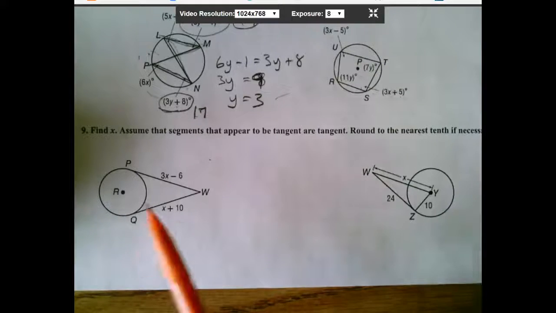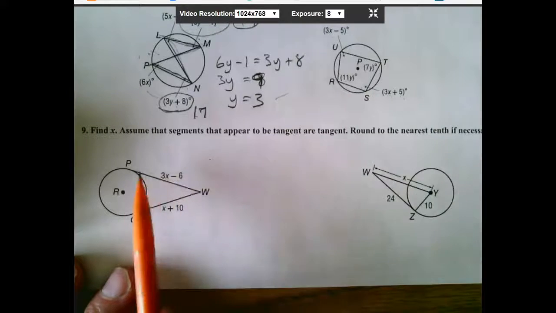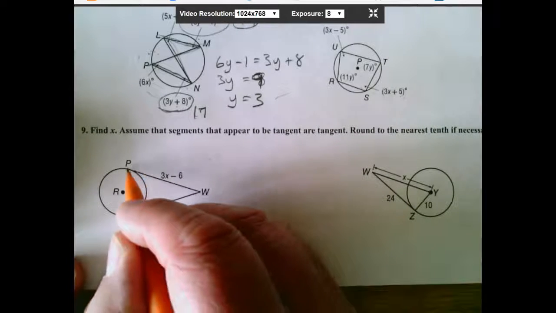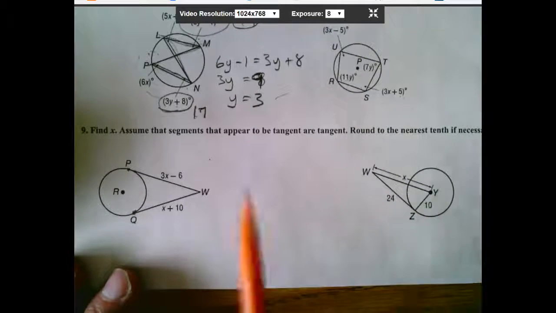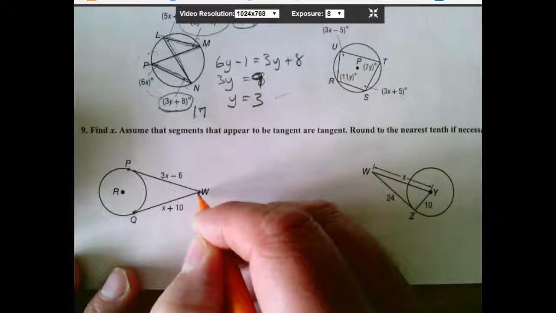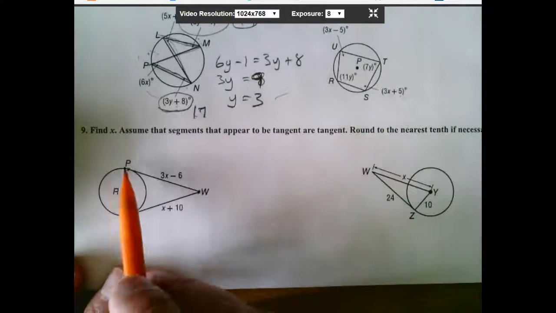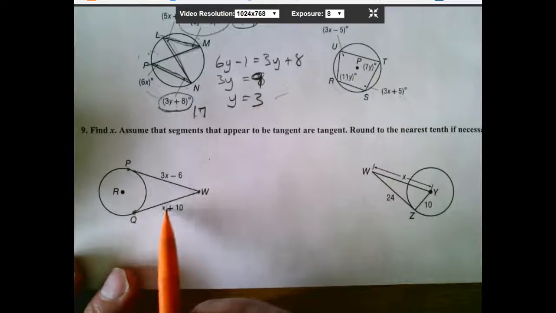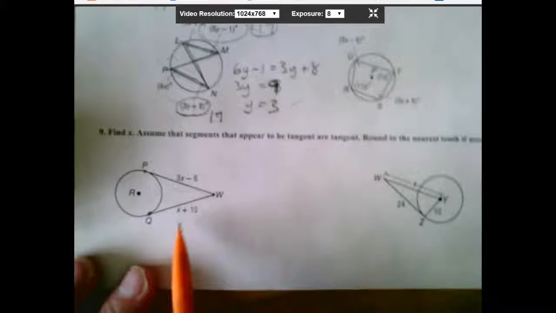Okay, so here we've got a circle and a couple of lines, and these are tangents. They cross at one point. We call one point P, the other point Q. If we have these two tangents that start at one point W and also touch the circle in only one place, then these segments would be congruent. So if it asks us to solve for x, we can just make these equal to each other.